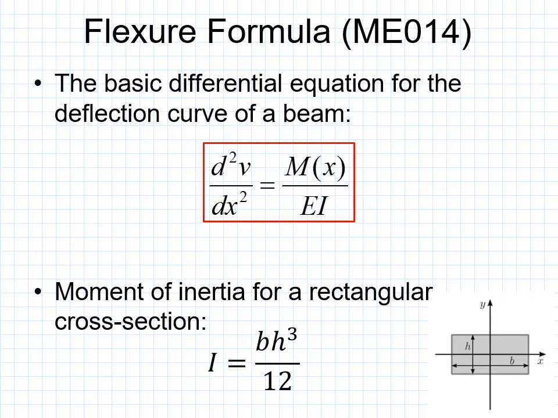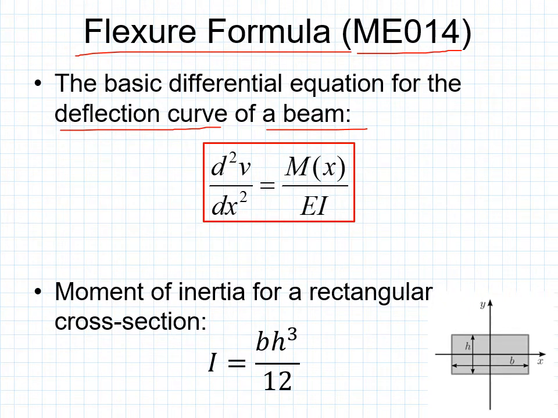So if we recall back from ME14, we take a look at the flexure formula here. The basic differential equation for the deflection curve of a beam is given by d squared v over dx squared equal to M(x) over EI, where we have the moment of inertia, our I value here for a rectangular beam that we can look up: I is equal to bh cubed over 12. So we can plug that back in to this equation up top for our I.